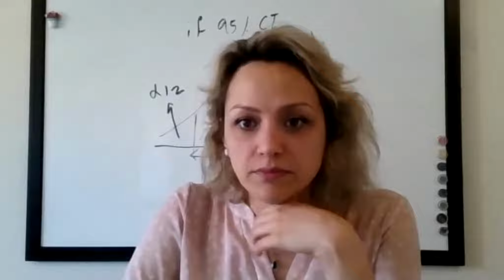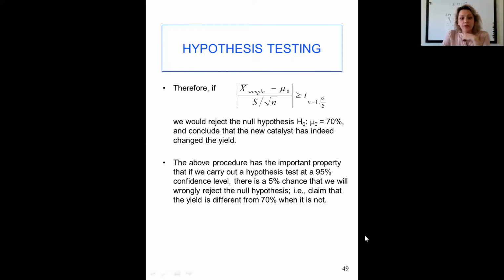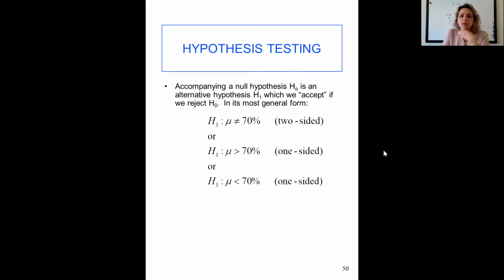Okay, so here we are going to find out the two borders, and we will see whether we are in this section or not. Now we can have the two-sided test or one-sided test. When we say two-sided or two-tailed, our alternative hypothesis is that mu is not equal to 70%. So it doesn't matter if we are in this area or in this area. Mu is just not equal to the 70%.